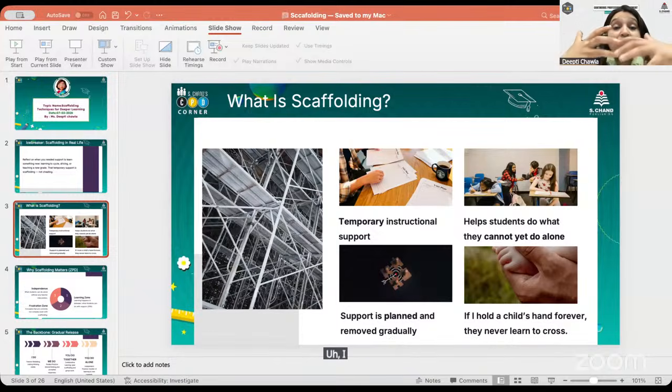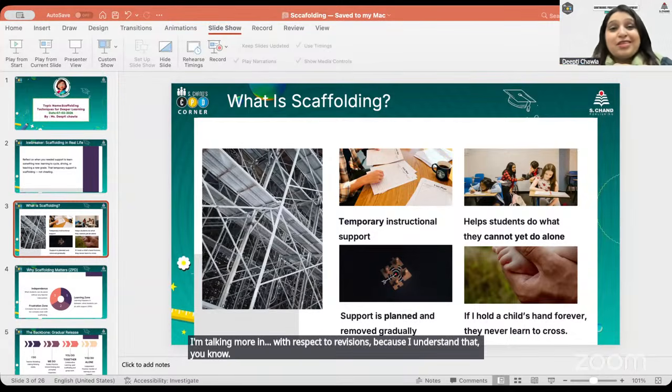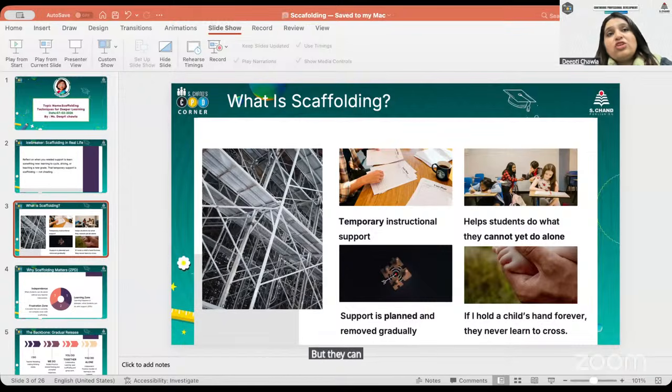I'm talking more with respect to revisions, because I understand that it's the end of the session and children are going for their exams, but they can also be very interesting tools to begin your teaching in the next session.